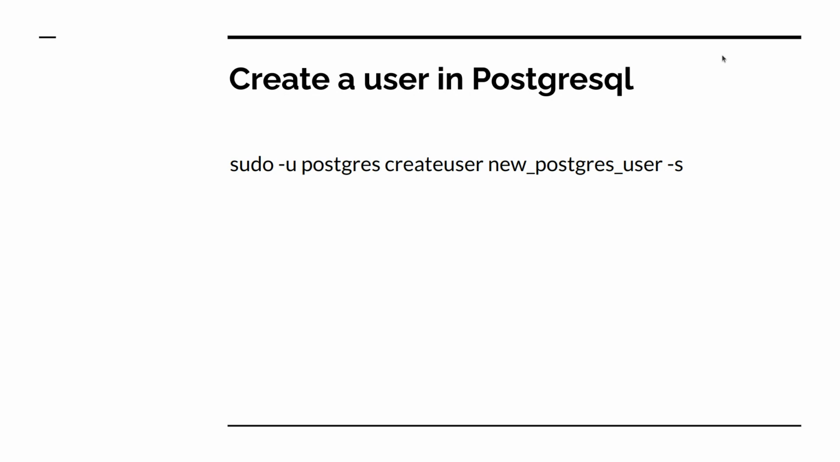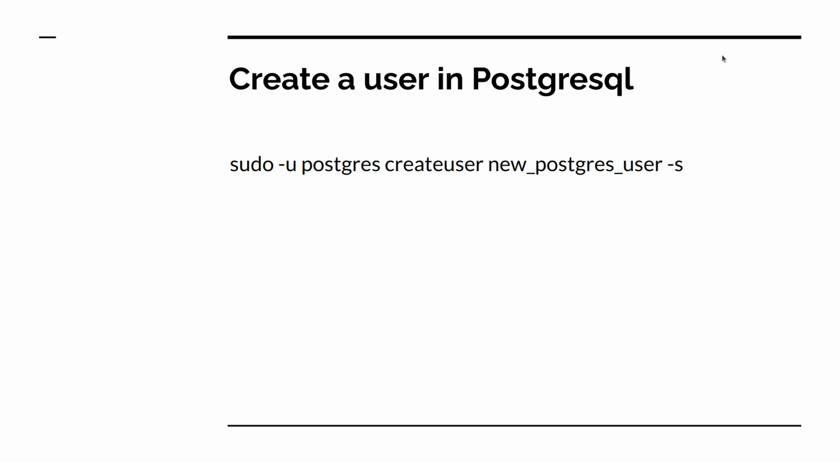Okay, and replace this new postgres user and use the -s option. Okay, with the -s option, you can allow your user to have a role like superuser. So when you use this -s option, your Postgres user will be able to create databases, create tables and all that.